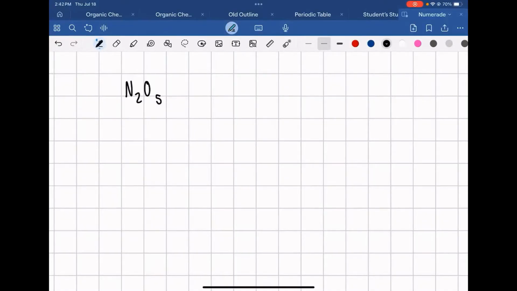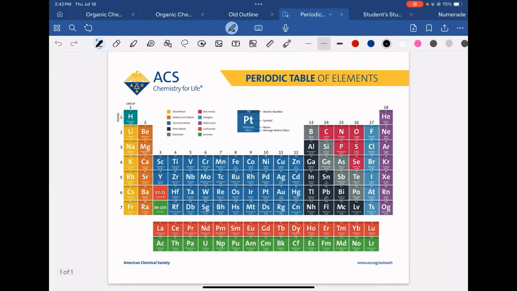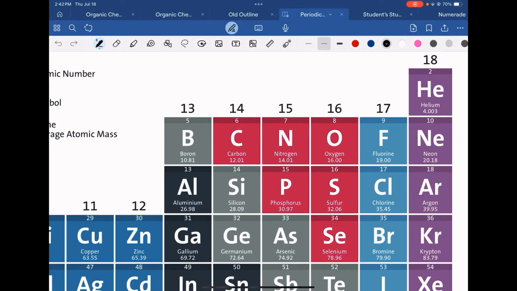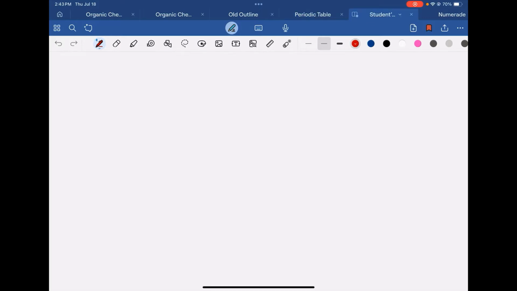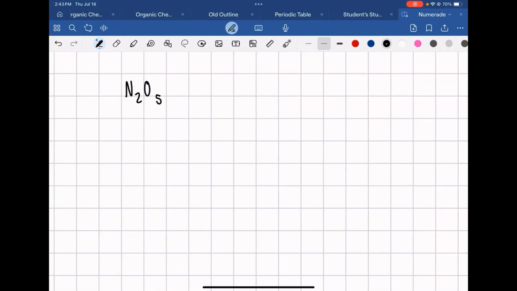So we are looking for the percent of nitrogen in N2O5. So if we look at our periodic table and we find nitrogen, we find that 1 mole of nitrogen has a mass of 14.01 grams. So we have 2 moles of nitrogen, so that's 2 times 14.01.